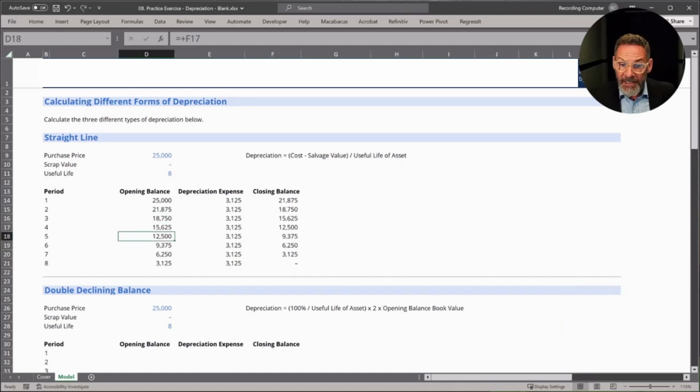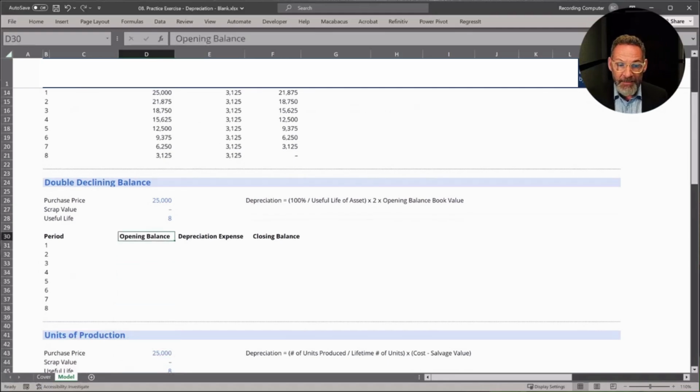And you can see, the trick to make sure you got the calculation right is that at the end of the useful life, the closing balance should be the scrap value or residual value, which in this case, we've already said is 0. Let me change that again to 5,000. And you can see the depreciation still works because at the end of the useful life, the value is 5,000, which is what we expect to sell it for. Okay, so let me set that to 0. Now let's move on to double declining.